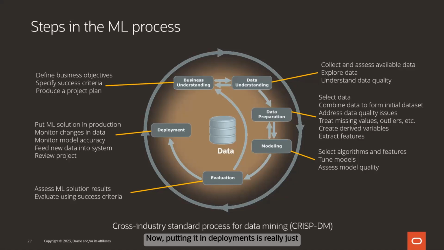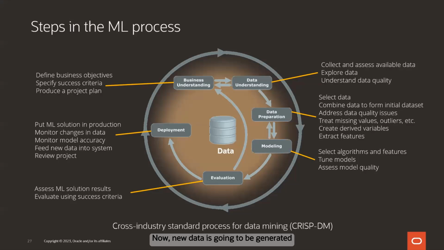Now, putting it in deployment is really just the beginning of the problem. We also need to be able to monitor the data that's being fed to that model. Is that data changing or evolving? And also monitor the model accuracy, because models are known to degrade over time if the patterns in the data that's being fed to it are changing. We want to be able to catch that. And OML services allows us to do just that.